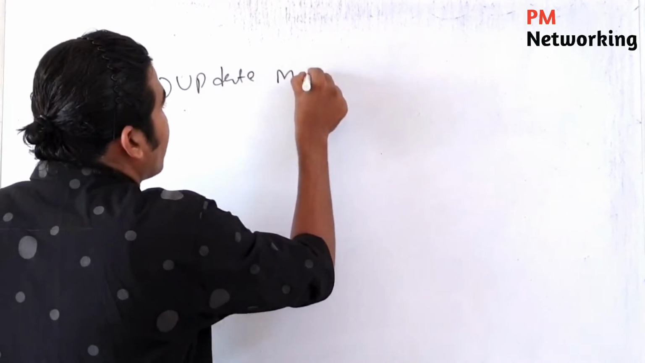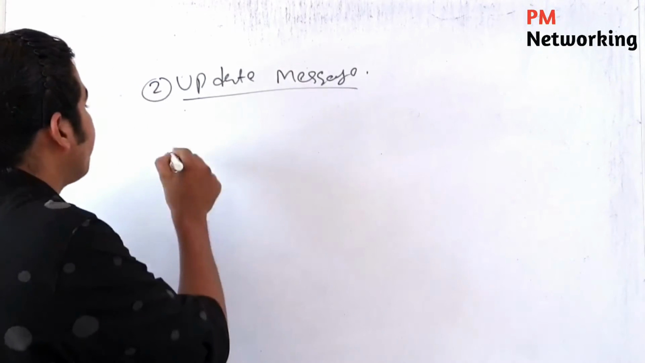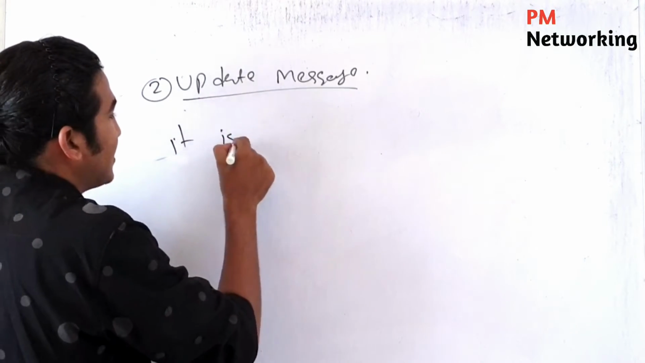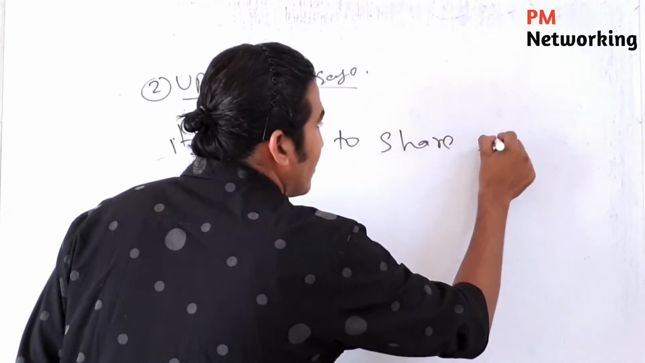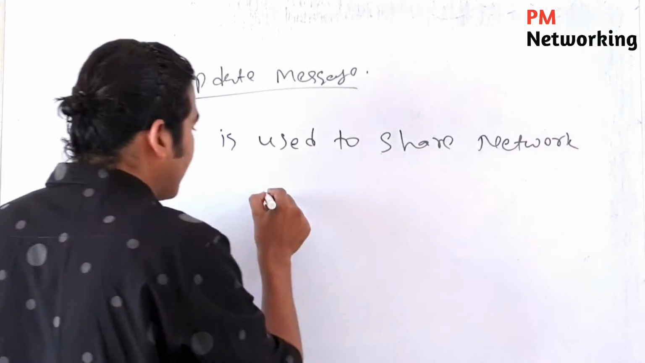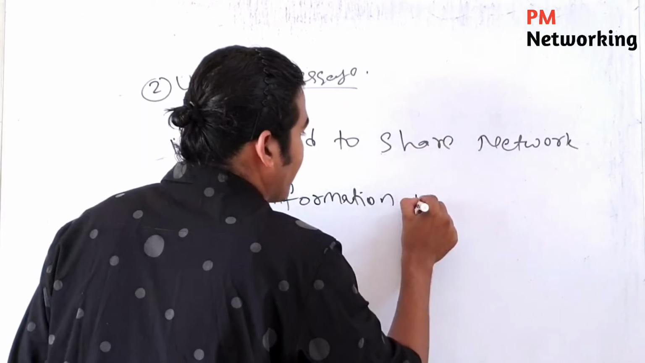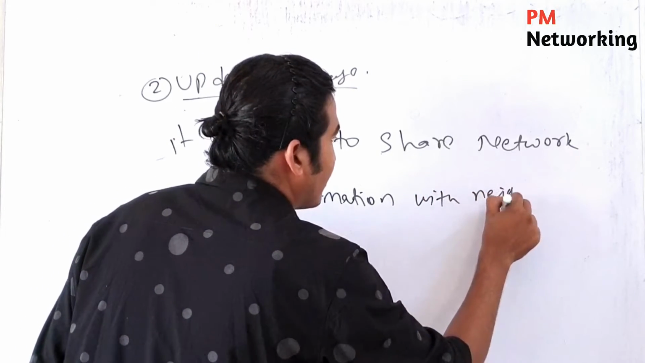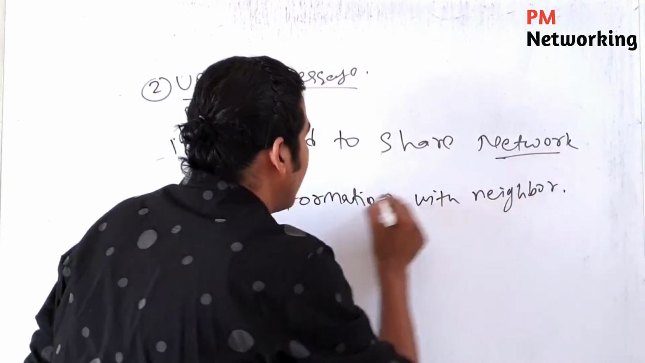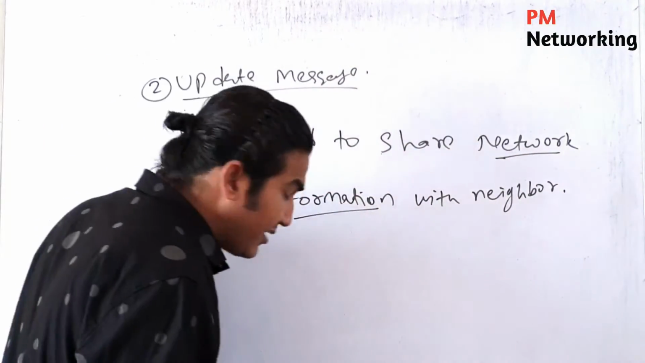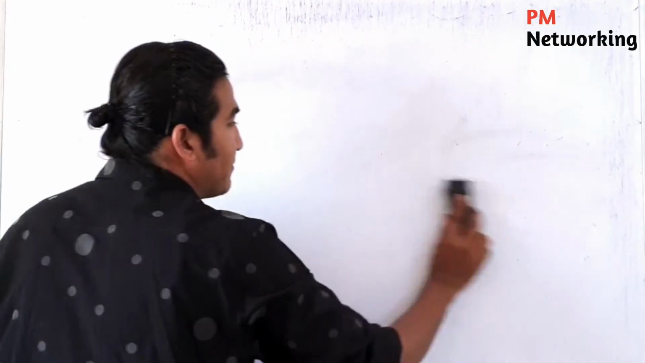Update message. What is the use of the update message? The update message is used to share network information with neighbors, right? What do you mean by network information? Let me show you with a diagram, right?